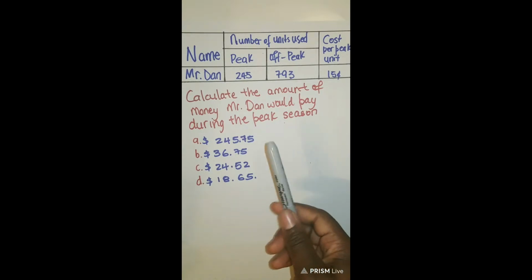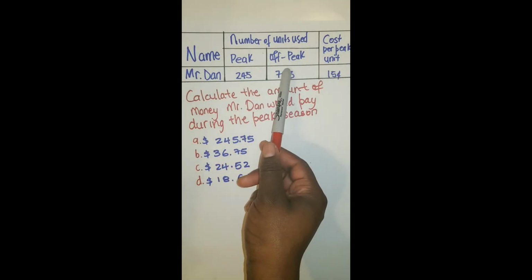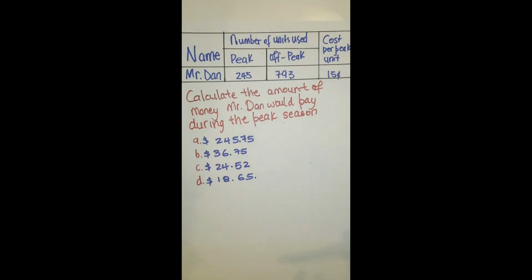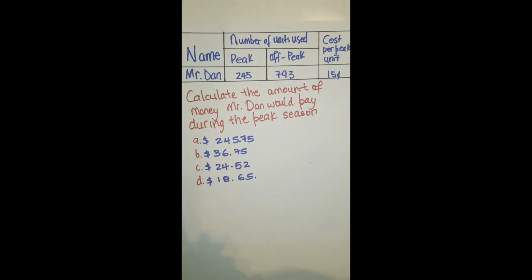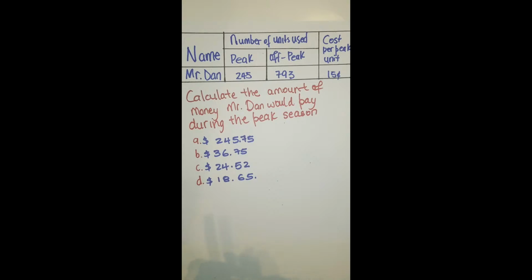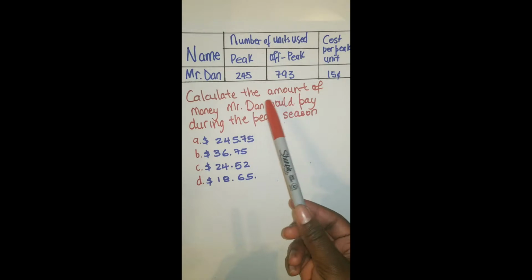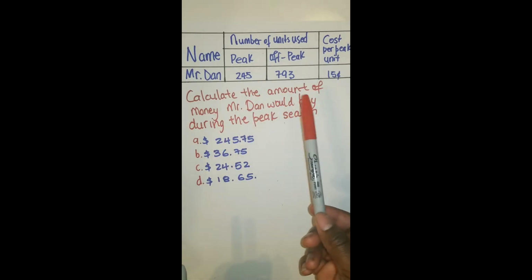So here, we have Mr. Dan and how his light bill is basically set up. Peak hours and off-peak hours. Amount of units used, the amount of watts used. So it's 245 and 793 in off-peak hours, off-peak season. And the cost per peak unit is 15 cents. So they asked to calculate the amount of money Mr. Dan would pay during the peak season.